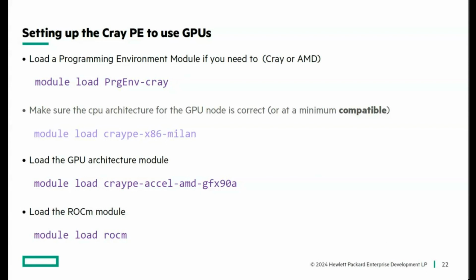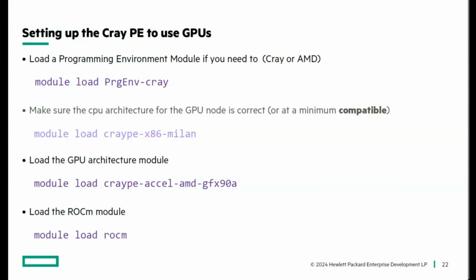We need to start with an overarching programming environment module. Here I've chosen Cray, but I could have chosen ProgEnv AMD. Then to be complete, you should load the CPU module that defines the architecture for the CPU you have on the node you're targeting. You need to be careful about which system you're on and what those differences might be. On some systems, there's a big difference between the architecture on the node you target and where you compile, and it really matters what you choose here.